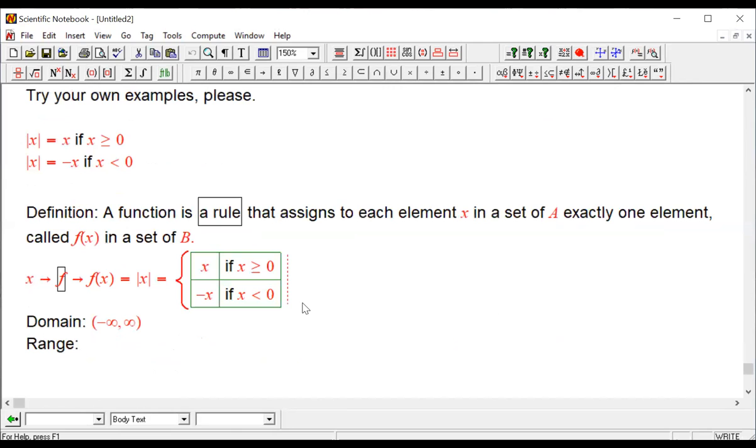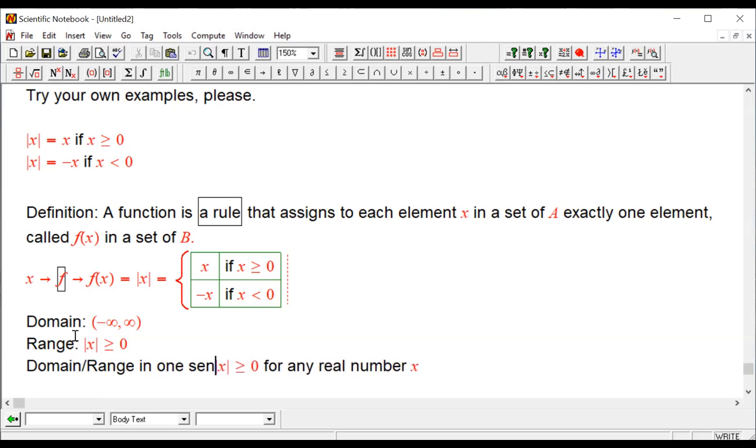So the range, domain and range in one sentence. For the range alone, we can use just the absolute value greater than or equal to 0. Domain and range in one sentence, right here. This is very, very useful. Extremely useful.